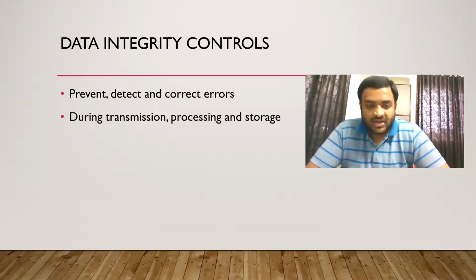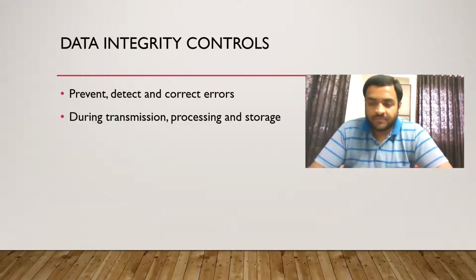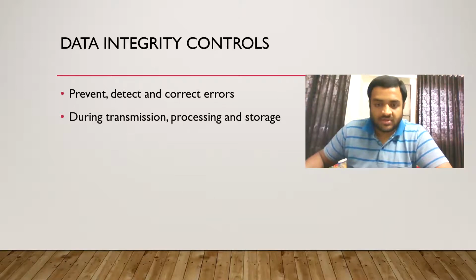They occur during transmission, processing, and storage. They will occur when data is being transmitted, or the data is being processed by the software of the organization, or it is stored in the database. So there are actually 6 processes where data integrity controls will be installed. Now let's see what are the controls.